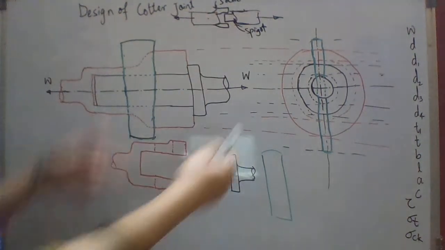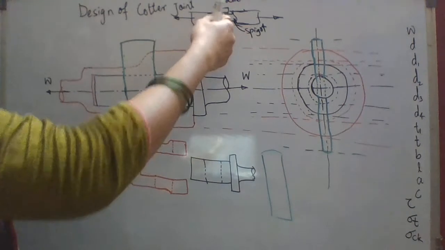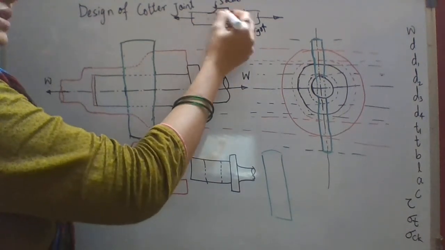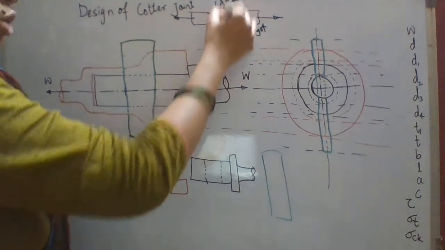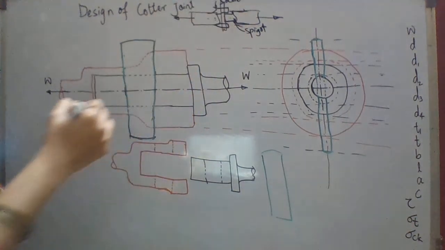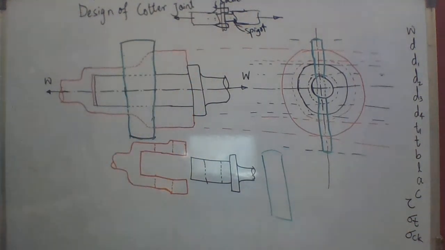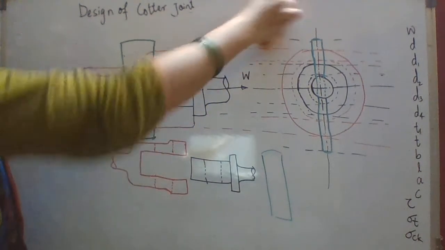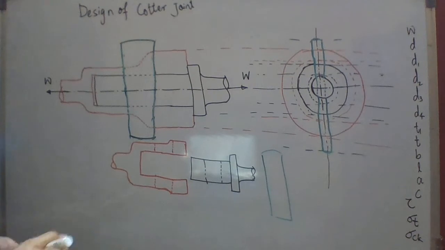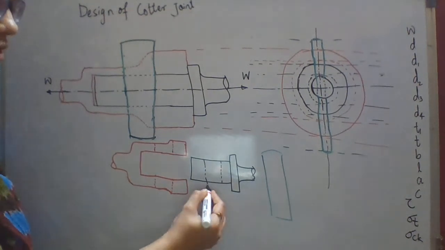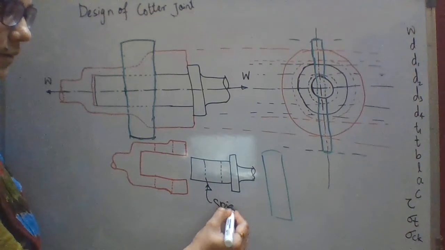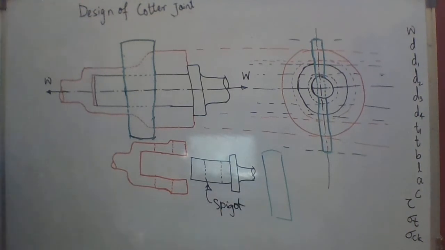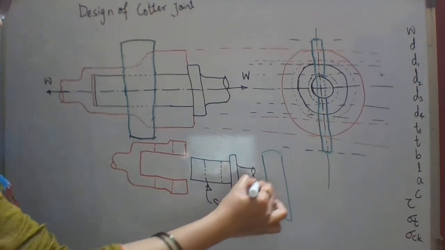So the spigot will go into the socket, and when these two are inserted in each other, we'll put a quarter between them, so that the joint will get locked. Now I have drawn the views of these three parts over here. Number one is in black color. I have drawn the spigot, which is the end of the shaft which we are going to join.